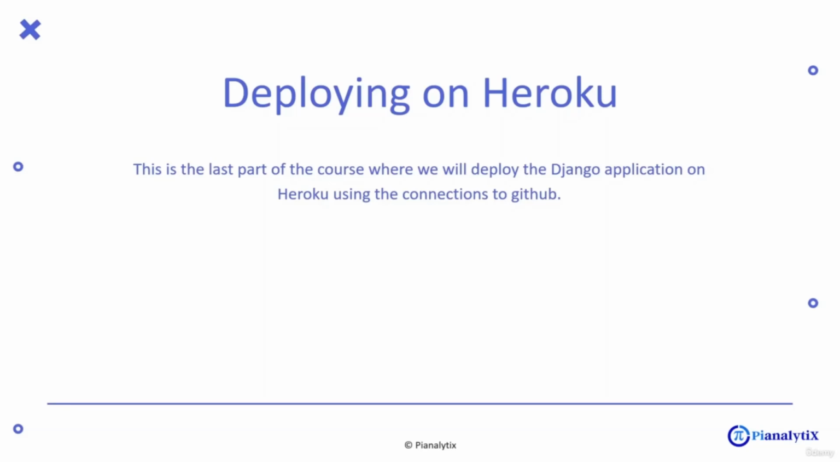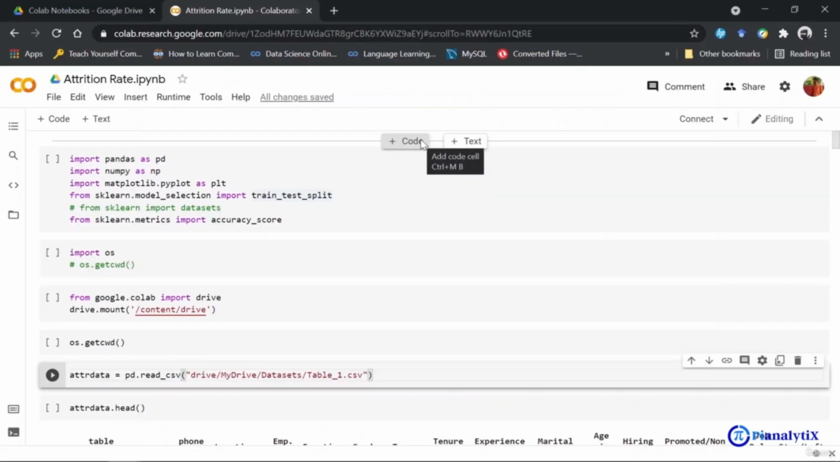Now we start off with the first part, that is building our ML model for attrition prediction. This is the first part of the course where we pre-process our data and build our prediction model. First, we are importing the libraries, and you can see libraries like Pandas, NumPy, and Matplotlib, which we are going to use for data handling and data manipulation.